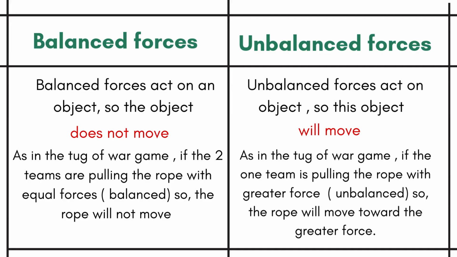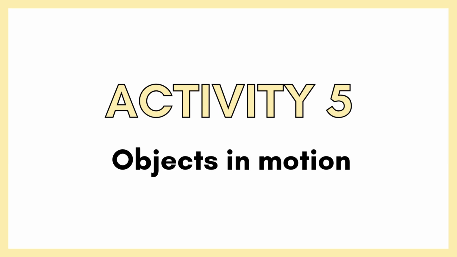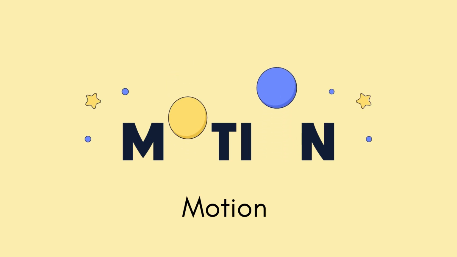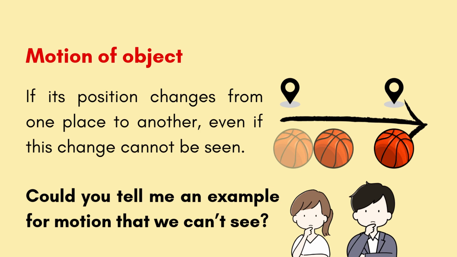We have activity 5, objects in motion. What is the meaning of the word motion? Yes, it's changing the position. That means the object moves. If the object changes its position from one place to another, this is called motion.